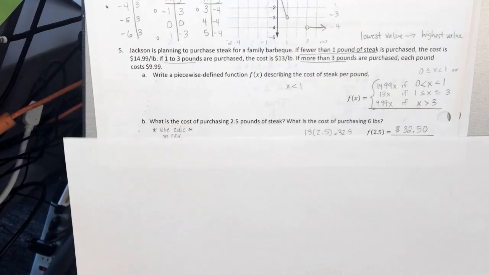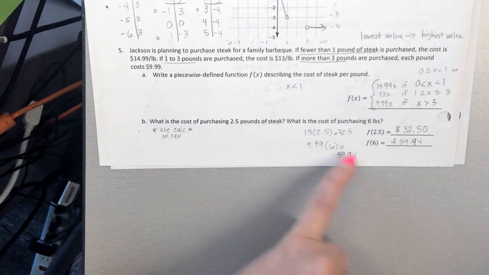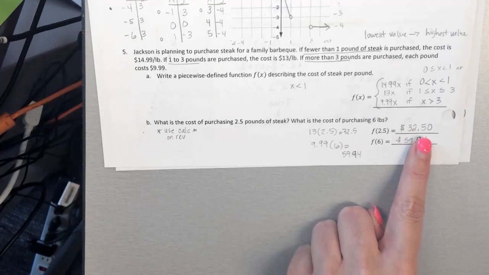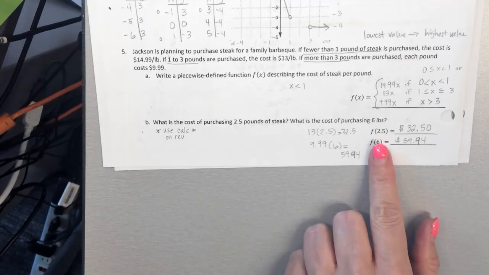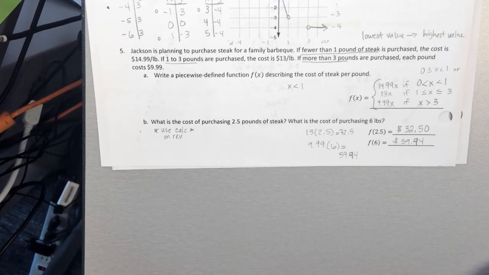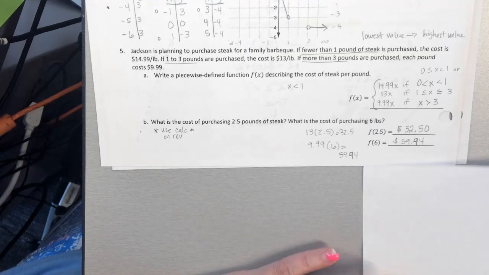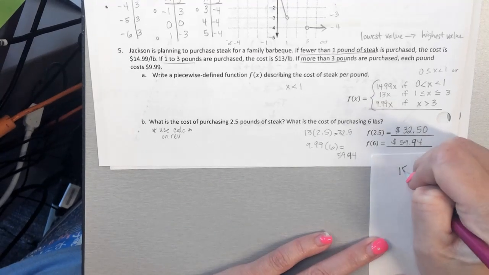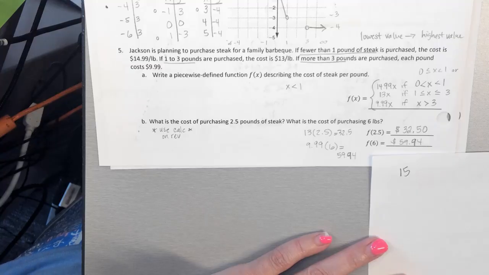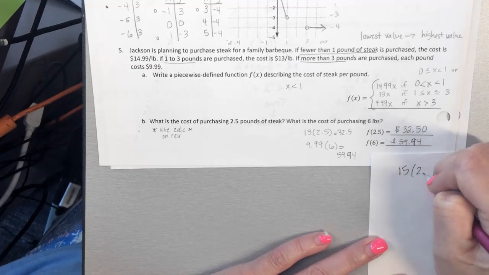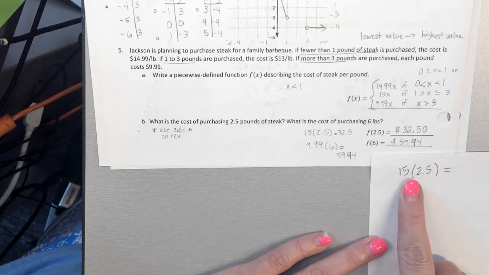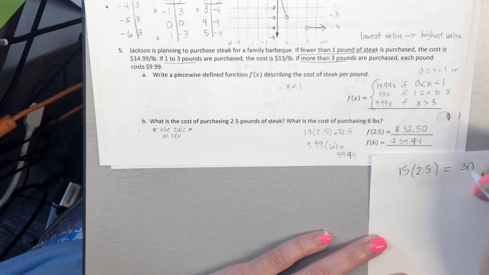Okay, and I think I forgot to tell you that on your review that you could use this to find your answers. So $32.50 for 2.5, and then f of 6 was $59.94. Okay, when you're doing this on your test, I'm going to have nicer values. So instead of $14.99, I would have 15. Okay, so you would do that without your calculator. So 15 times 2.5. Okay, let's do that in our head. So we do 15 times 2, which is 30. And then what's half of 15?